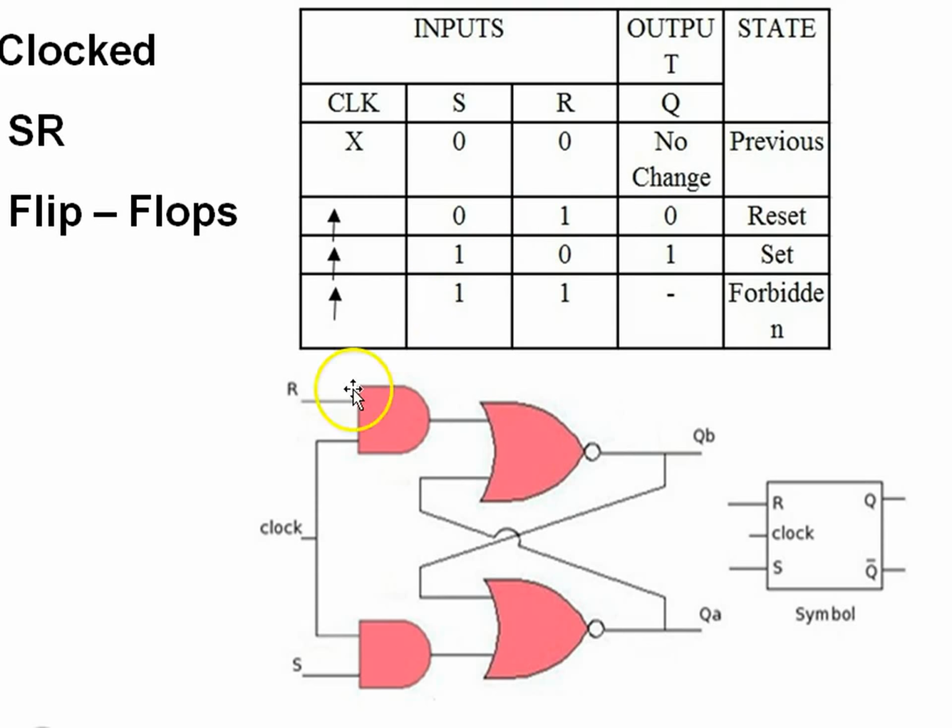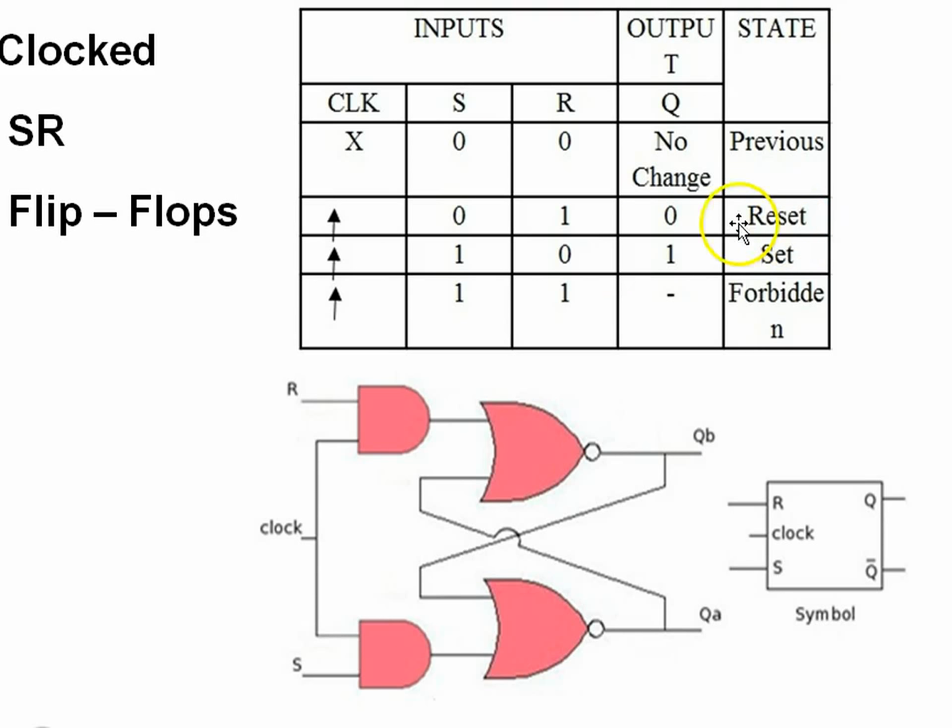Now let the clock become high. Like this is high, this is high, this is high. If the clock is high and S is 0, R is 1, what happens? The Q, this position, the Q will be 0. If Q is 0, that is the reset state.